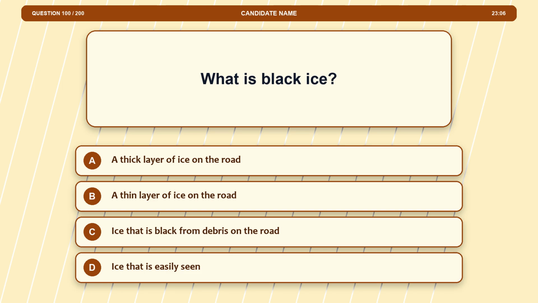Question 100. What is black ice? Option A, a thick layer of ice on the road. Option B, a thin layer of ice on the road. Option C, ice that is black from debris on the road. Option D, ice that is easily seen.